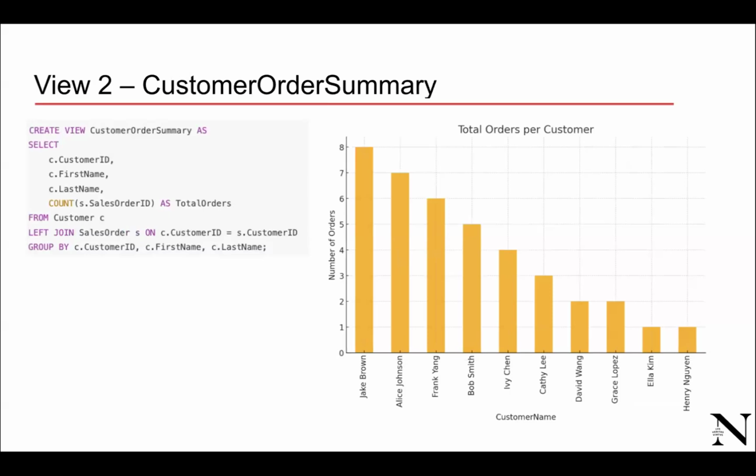Next, view 2. This view shows how many orders each customer has placed. This will help us analyze customer activity and track engagement over time. It can support CRM strategies or loyalty programs based on customer purchase frequency. But it is hard to show purchasing habits; it only shows the frequency of each customer.